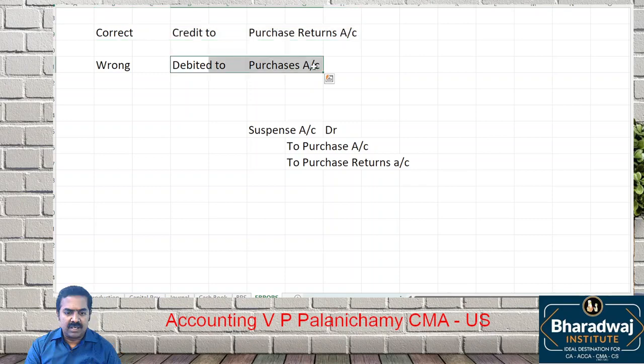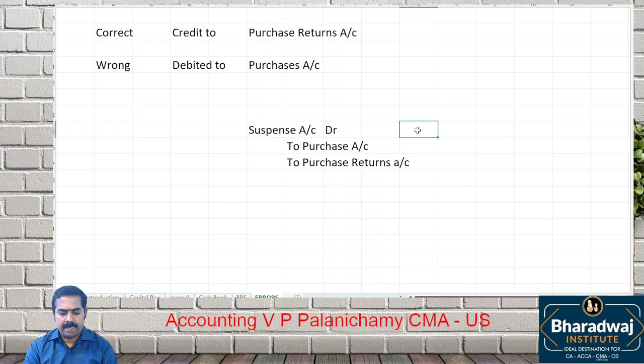Remove the wrong debit to purchases account. Put the correct credit to purchase returns account, suspense account debit. What is the amount? 12,000? Purchase account? 6,000.